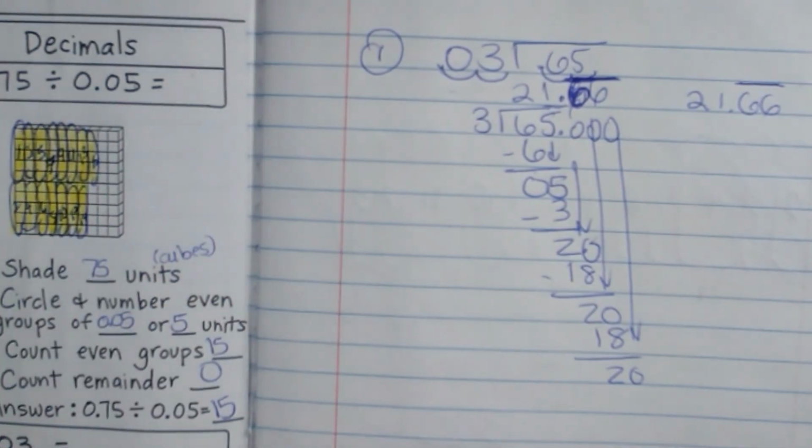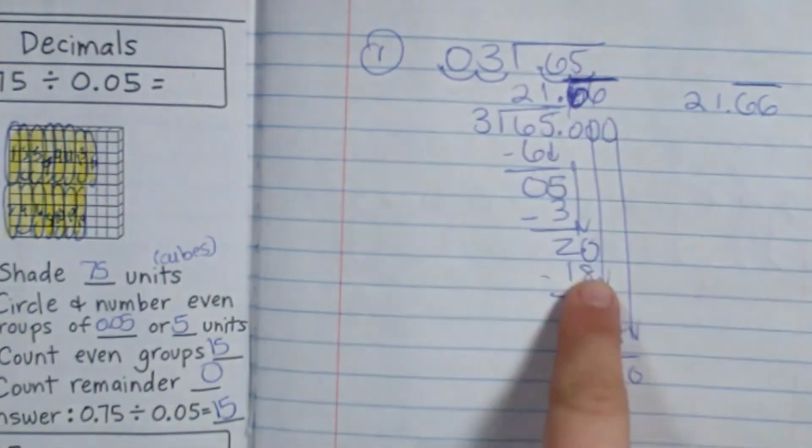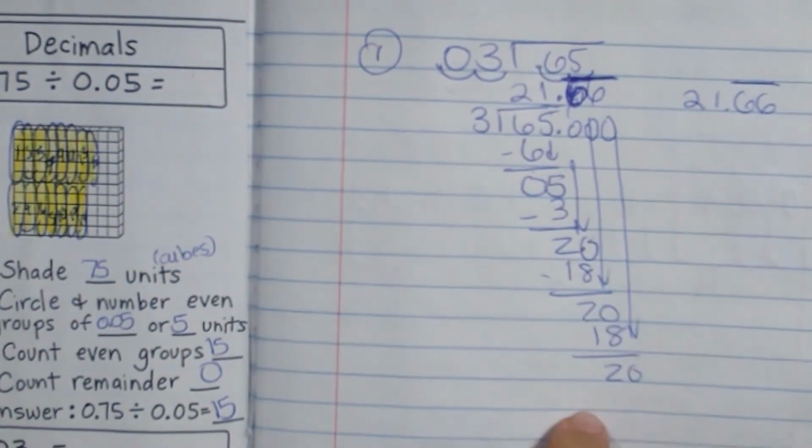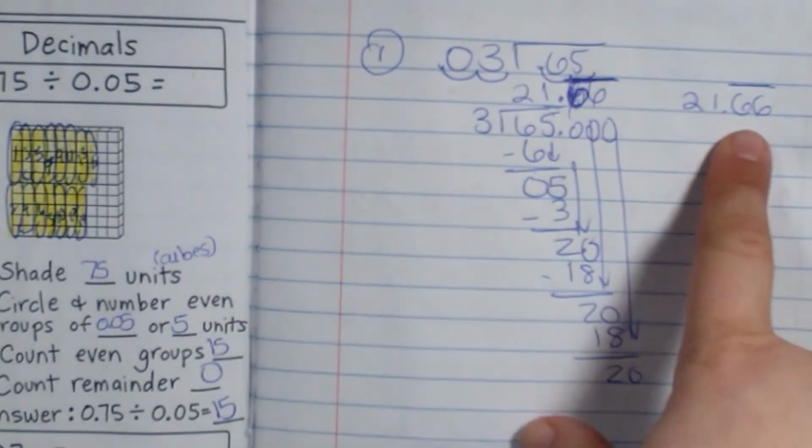So typically you will not have questions with remainders on the test. It will always work out eventually to where you would have 0 at the bottom. But if you ended up with a remainder on your model, it is a repeating decimal.